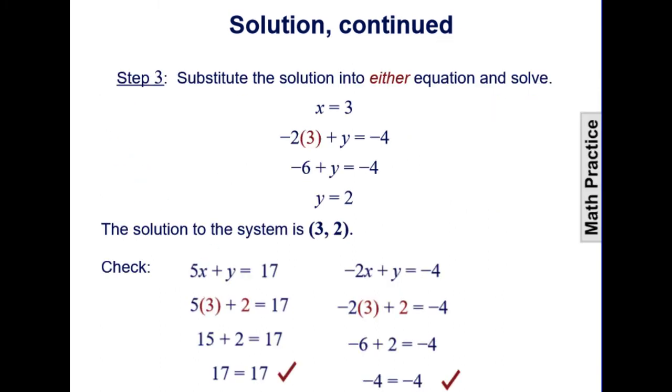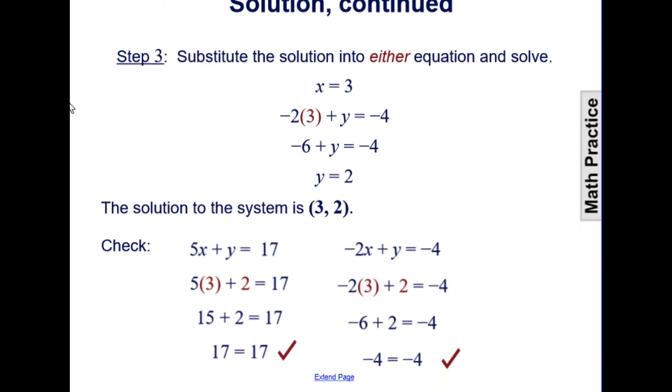We can now use that to substitute into either equation and solve. So if we put x equals 3 into -2x plus y equals -4, -2 times 3 is -6. If we add 6 to both sides, we get y equals 2, making our solution 3, 2, which, when x is 3 and y is 2, it works for both checks.